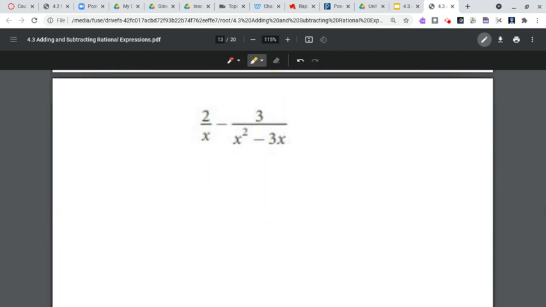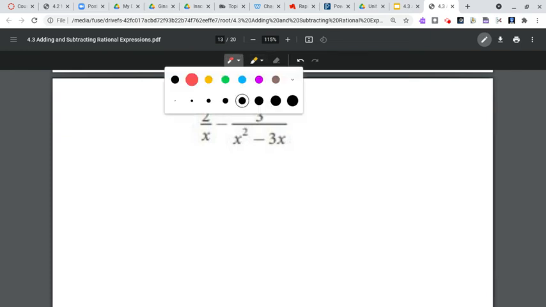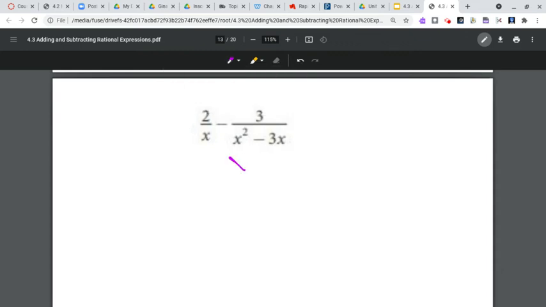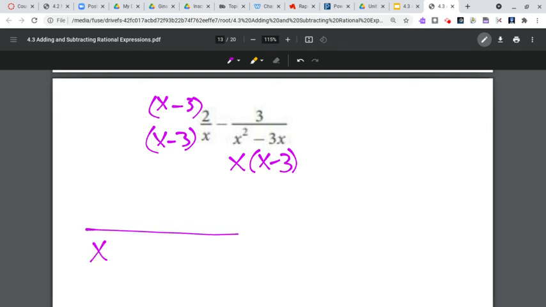Okay, next problem. The left-hand denominator does not factor. The right-hand denominator is factorable. Pull out an x. On the inside, you would have x minus 3. So now I see that both denominators have an x, but the right-hand side has an x minus 3 additionally. So I need to multiply by x minus 3 at the bottom and the top so that I have the least common denominator. Our least common denominator carries through as x parentheses x minus 3.